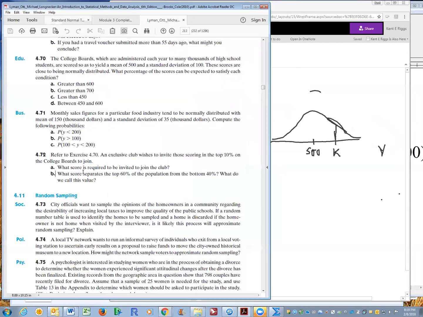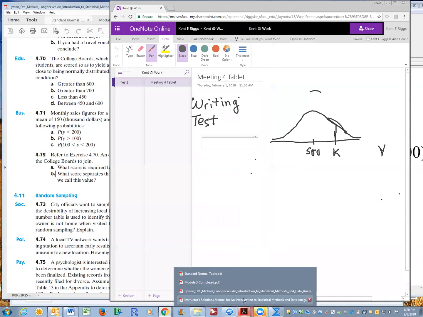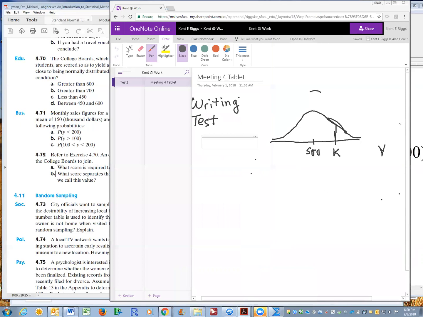So what score separates the top 70% from the bottom 30%? Uh-oh, I think I've got too many windows going here. I've got my K in the wrong place on the picture. I don't like this. Let's see.